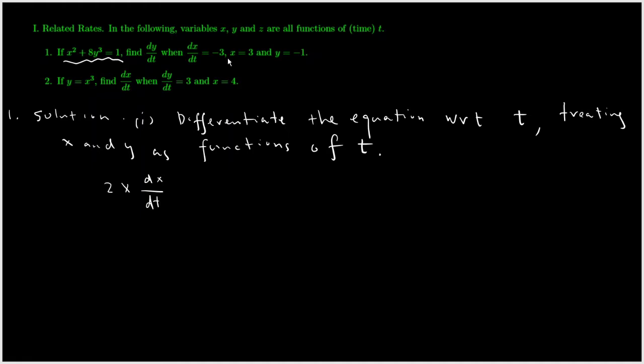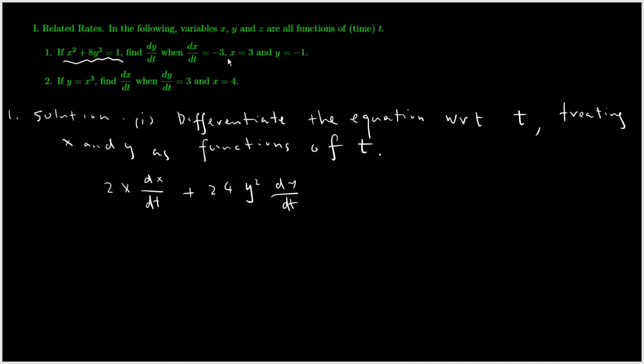And then likewise we differentiate the second term. Using the power rule again, we differentiate 8y cubed with respect to y first, and then y is a function of t. So you have 24 times y squared. That's the derivative of 8y cubed. After differentiating that, y is a function of t. You need to follow that by dy over dt.